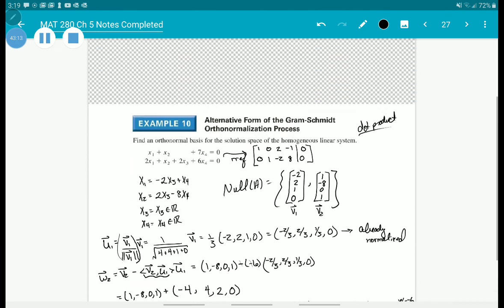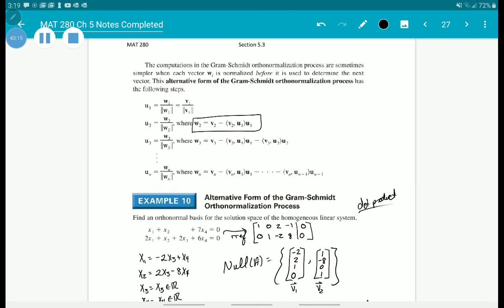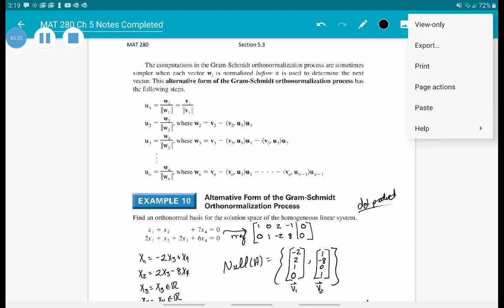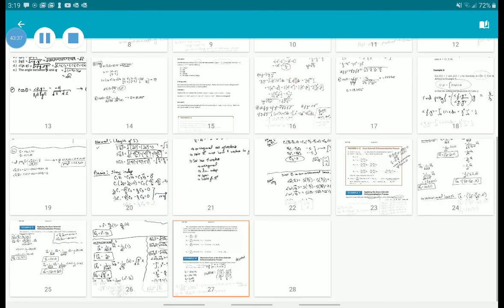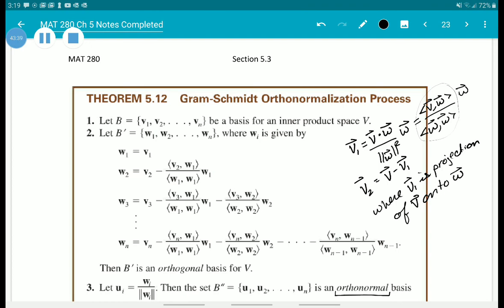And we found that using that alternative form, where we first found V1 and then normalized, and then found W2 by plugging in the U1s and then normalized, and then we would keep going if we needed more vectors. Like I said, I prefer doing all my normalization at the very end. I think it's just easier, especially if I have something with square roots in it. I prefer using this method over the alternative.